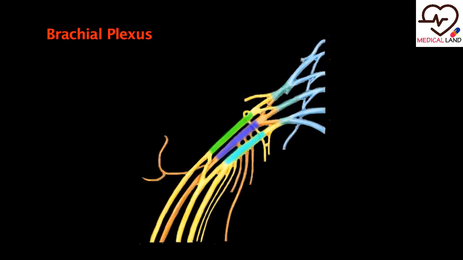I'll try to show all these branches of the brachial plexus in some kind of orderly fashion. I'm going to work through all the branches of the lateral cord first, and then we'll go down the medial cord branches, and then finally the branches of the posterior cord.